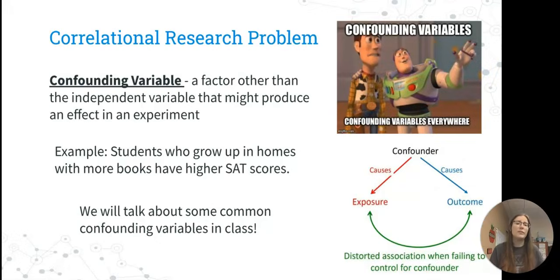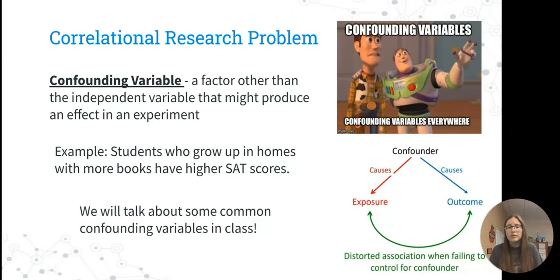One of the big problems that I need you to know is this vocabulary word: a confounding variable. These are factors other than the independent variable that might produce effects in an experiment. So it can be something that is actually the true cause of changes in both variables. So let's start with this example here.